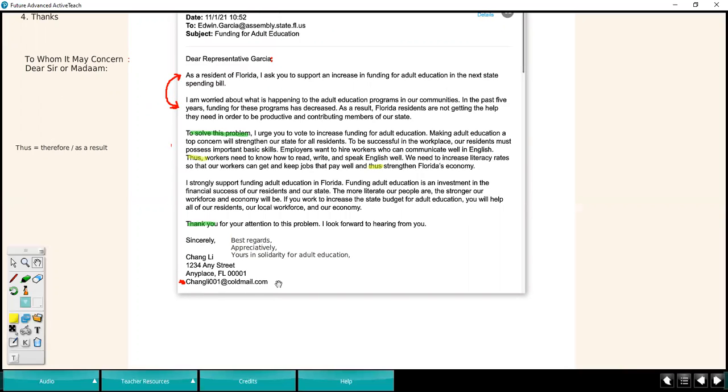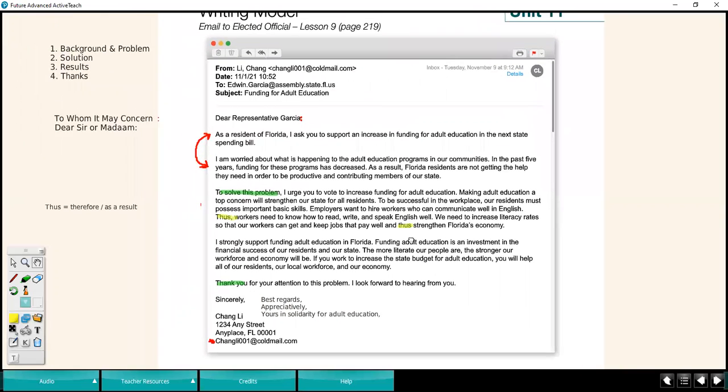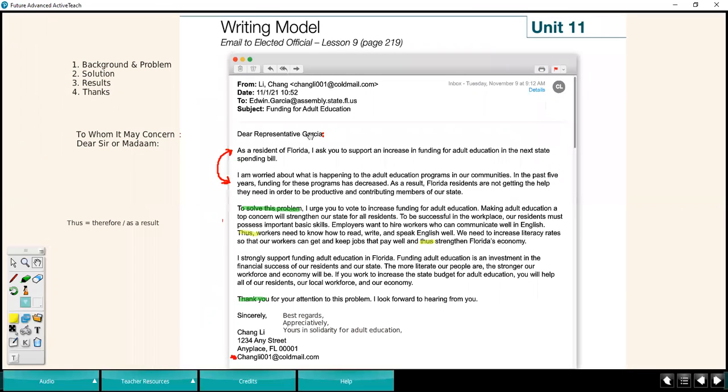The email, I think, is unnecessary. So you are going to write a formal email and follow this formula to help present a problem and a solution.